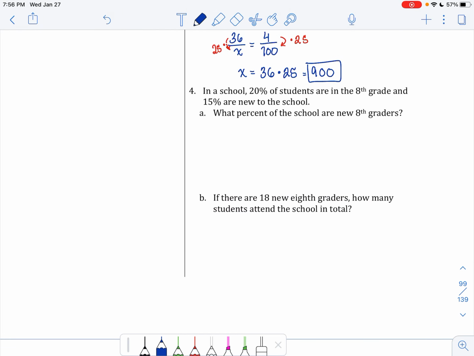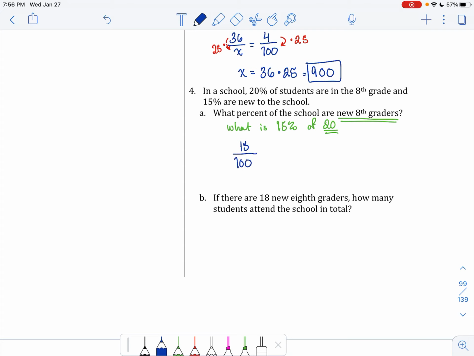Now, in number 4, we've got a word problem. In a school, 20% of students are in the 8th grade and 15% are new to the school. A, what percent of the school are new 8th graders? So what this is asking here is, what is 15% of 20? Because 8th graders are 20% out of the total and 15% of that. So of 20 means that 20 is our total.